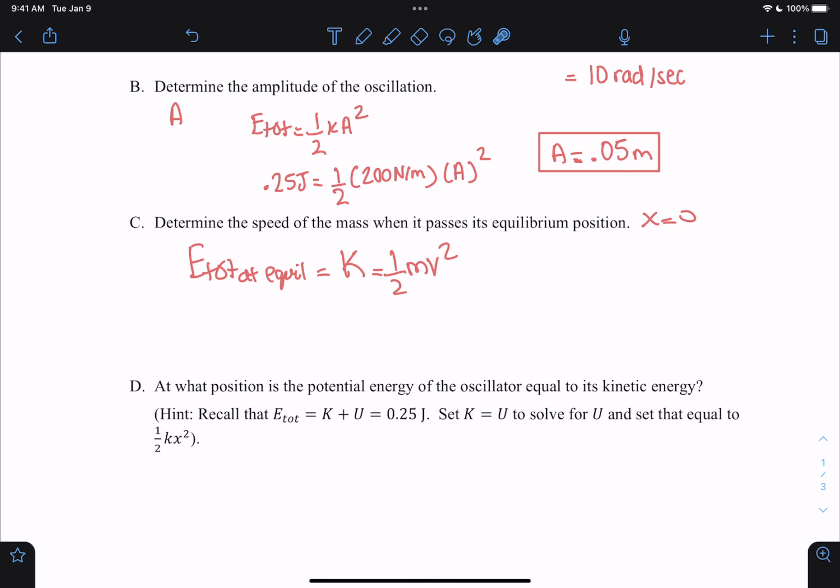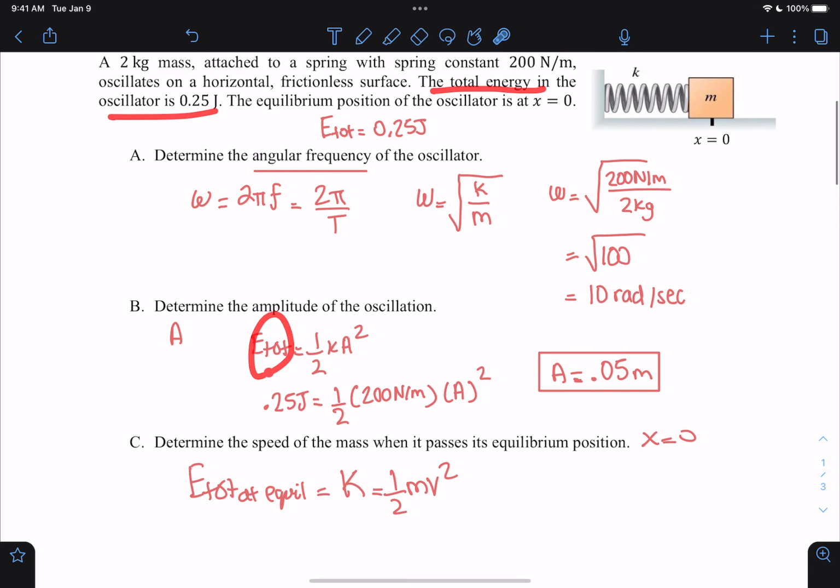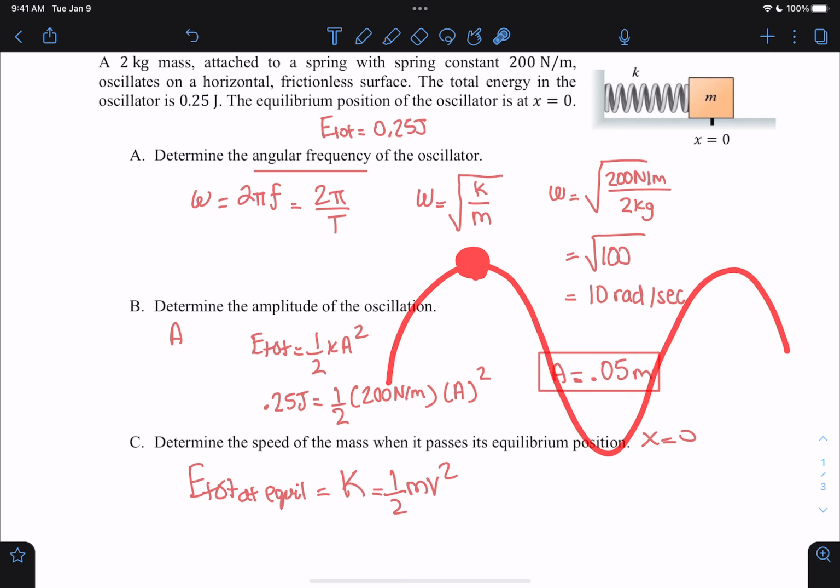Exactly. So if we started off with 0.25 joules, the total energy, right? That total energy is found at the amplitude, at the peaks. So if at that peak, at the amplitude, we have 0.25 joules, we must have 0.25 joules everywhere along the graph, basically. The thing is, the way we have it will differ. By that I mean, what forms of energy are going to make up that 0.25 joules.